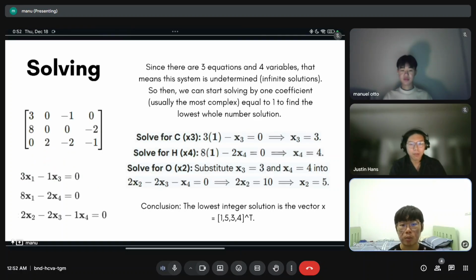So, how do we find those numbers? We start by setting our most complex coefficient, in this case x1, to 1, and then we just follow the math. If x1 is 1, our carbon equation tells us that x3 must be 3. Our hydrogen equation tells us that x4 is 4. Finally, we substitute x3 and x4 back into our oxygen equation. This gives us x2 must be 5. Our solution vector is 1, 5, 3, 4, which is the set of the lowest possible integers for this reaction.